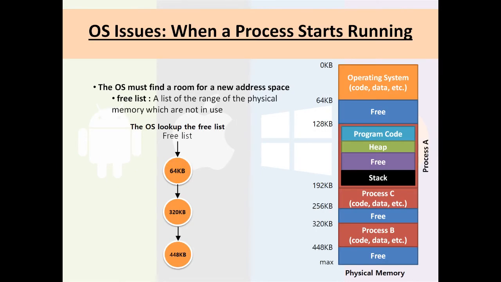So let's look at when a process starts running. Once again, we have a little diagram here of some physical memory, and I've overlaid our address space within a particular process here, process A. So this is what it would look like.